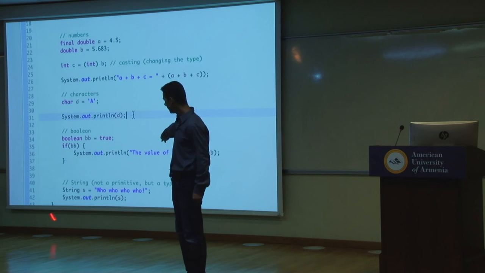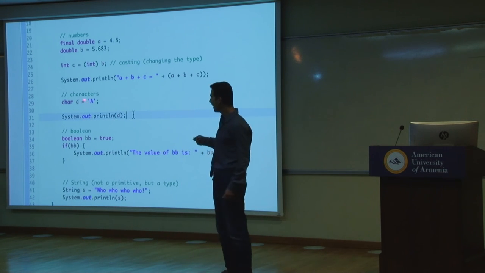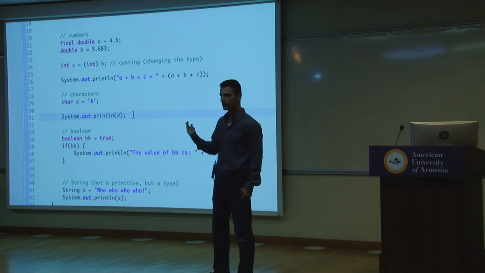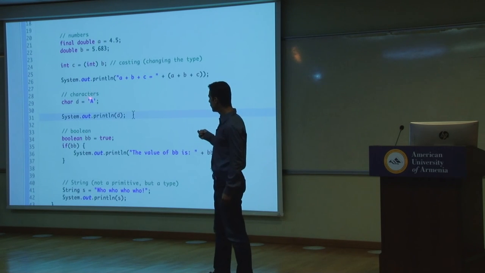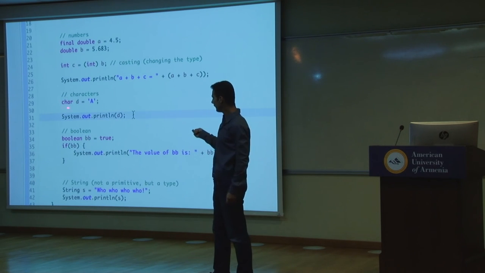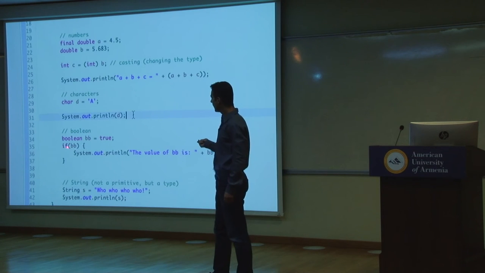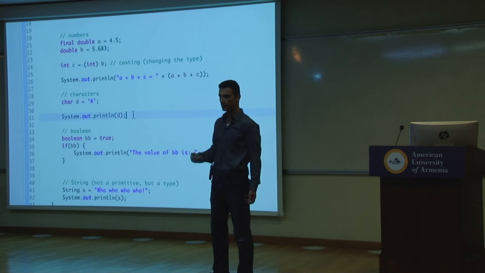We'll get there in one second. So we also have characters, single characters. For a single character, you use single quotes. So D is of that type, and you can set that to whatever. This is not used that much. You won't use it much in this class at least, but you have to know it. And then you can do booleans. So boolean B is either true or false.